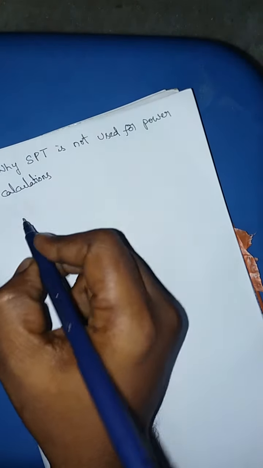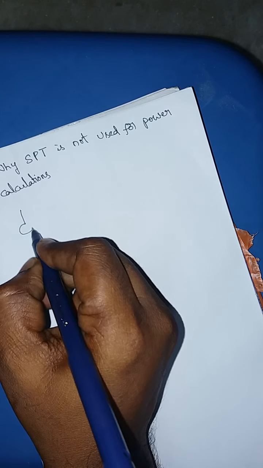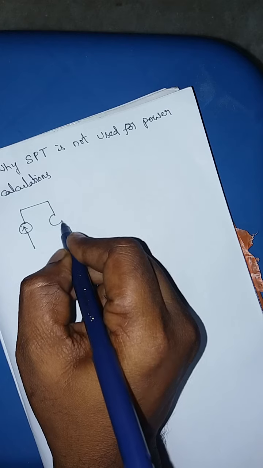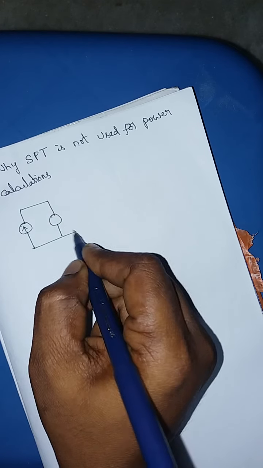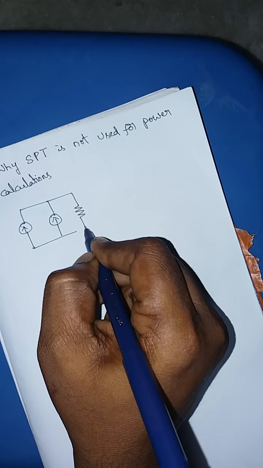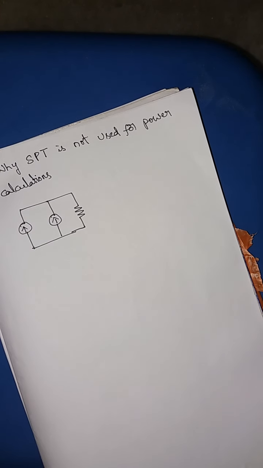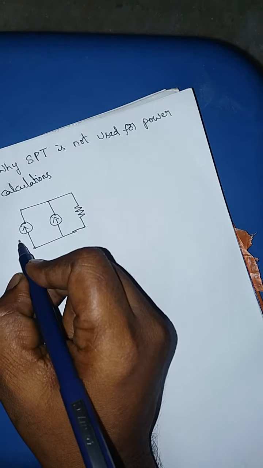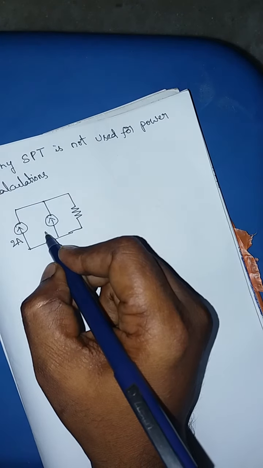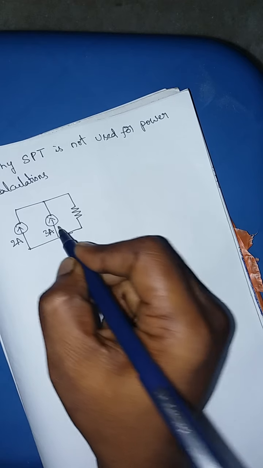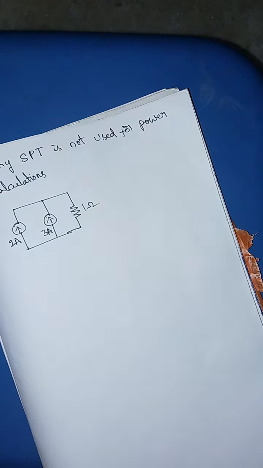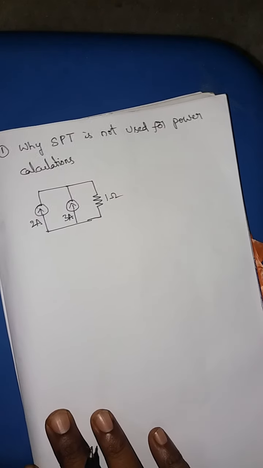Let us take one simple circuit like this. This is one current source, and this is another current source. These two are connected in parallel across some resistor R. Let the first current source value be 2 amperes and the second current source value be 3 amperes. The value of the resistor is 1 ohm.